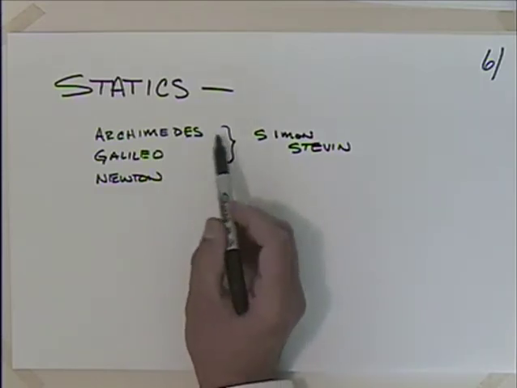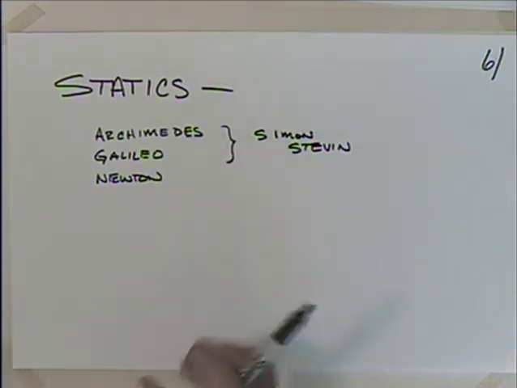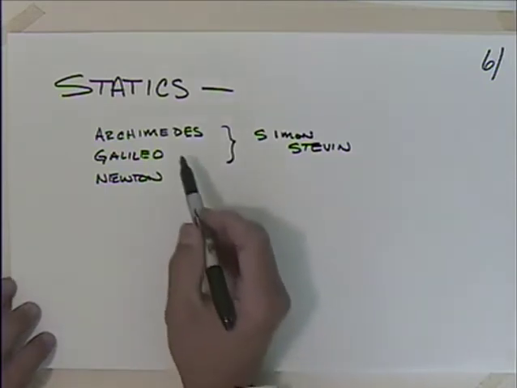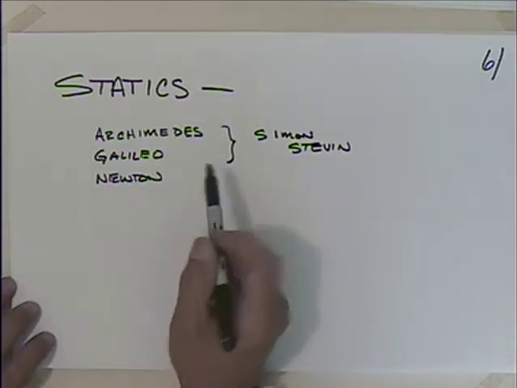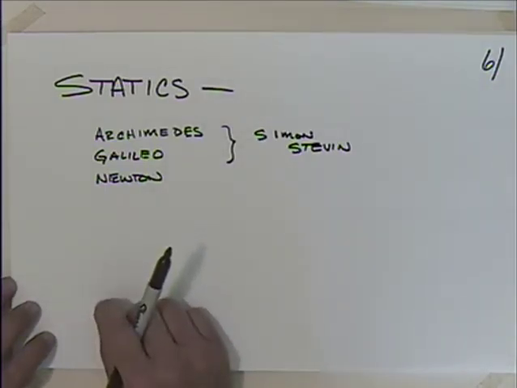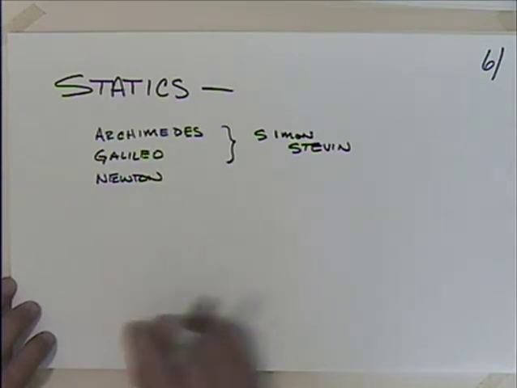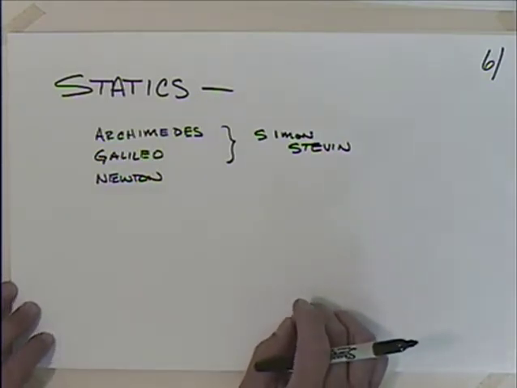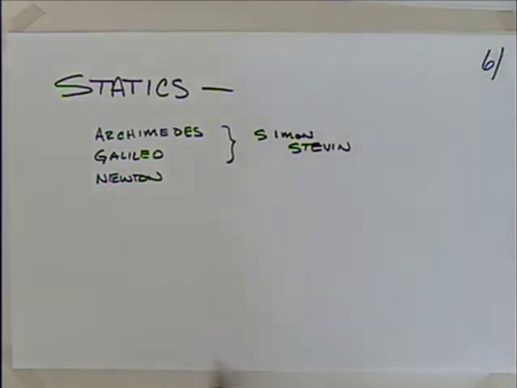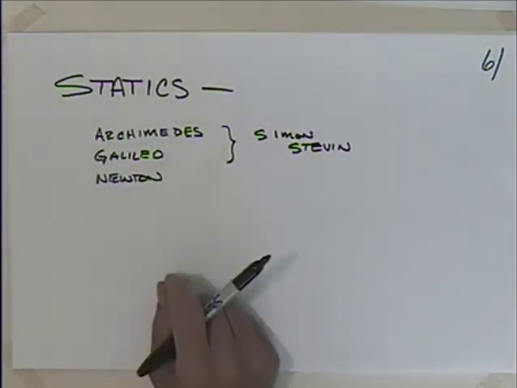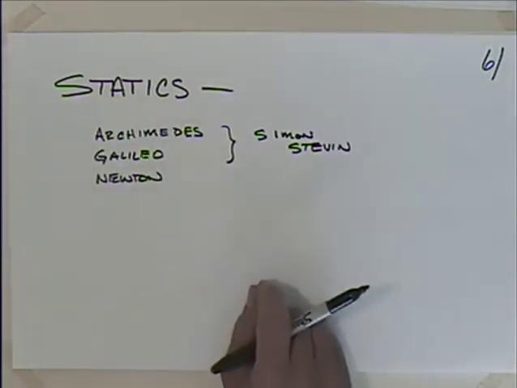But a lot of the work that was not necessarily pulled into one body from people prior to Newton, he came along and put together in terms of statics and hydrodynamics and things like that. So if you're going back in history and you see names like Archimedes or Galileo or Newton or Stevin, those are all names related to this.